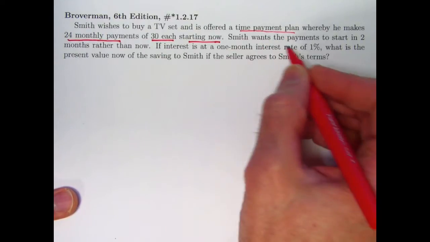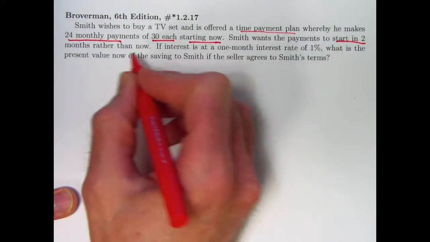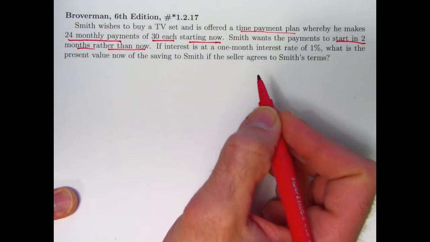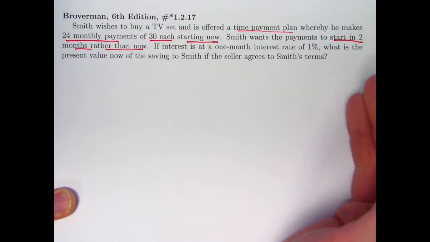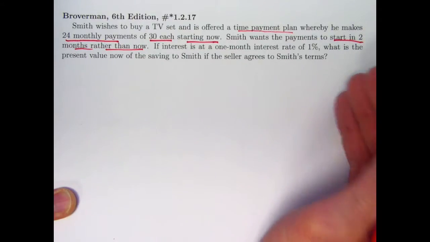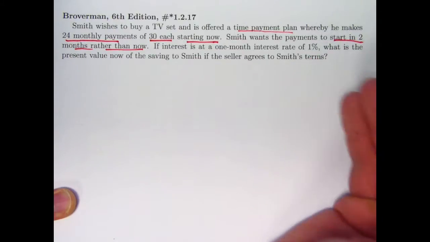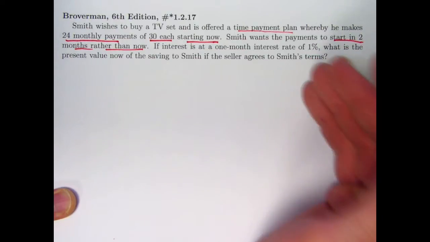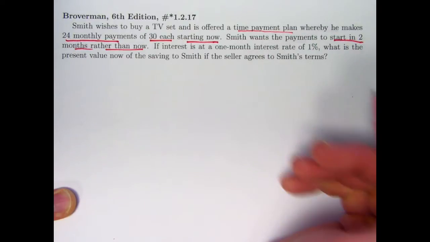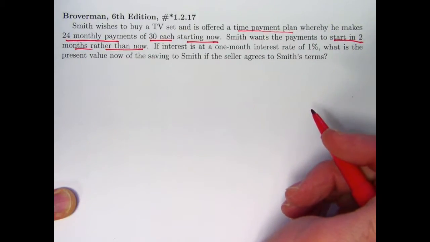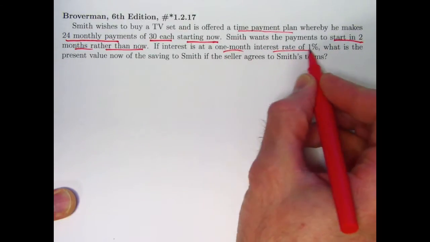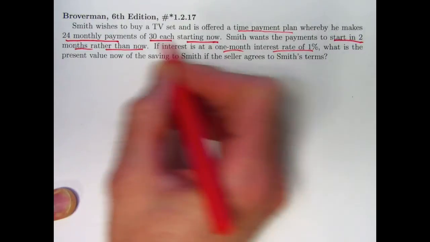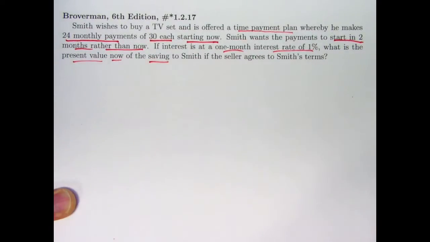However, Smith wants something different. Smith wants the payments to start in 2 months rather than now. So Smith is going to save some money because of this. His payments aren't going to start until a couple months from now. Theoretically, he could take some money he saves right now and invest it to make more money before he starts his payments. The present value of Smith's plan is going to be smaller than the present value of the original plan. We're going to use a 1-month interest rate of 1%, so that's 1% per month. What is the present value now of the savings to Smith if the seller agrees to Smith's terms?